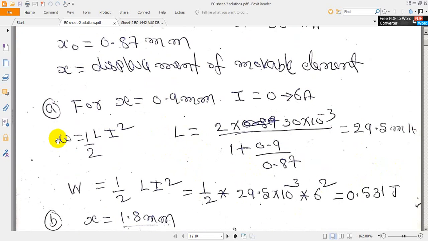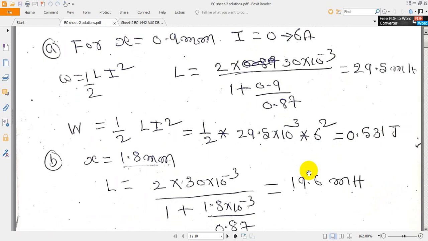But what we want is the energy storage. Energy stored is equal to half into L I square. Substituting the inductance value and the current of 6 amperes, you get 0.531 joules.